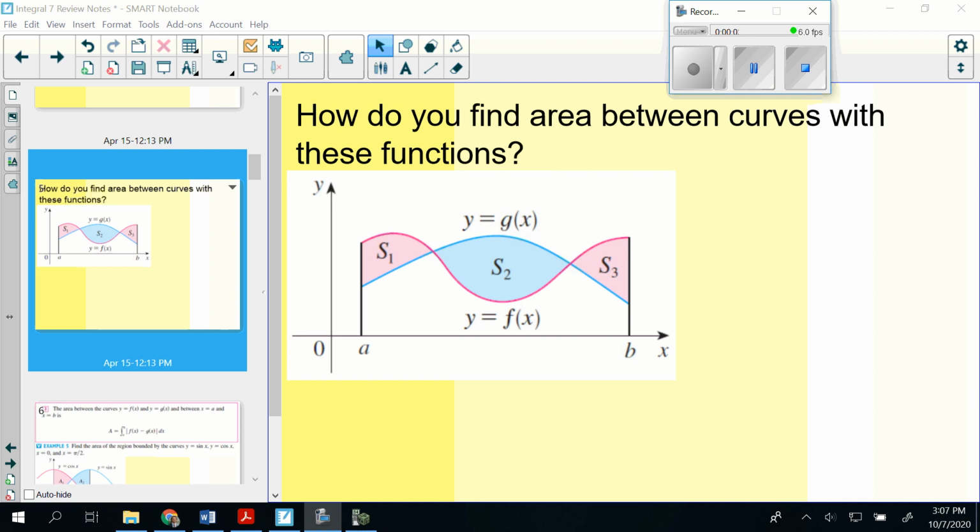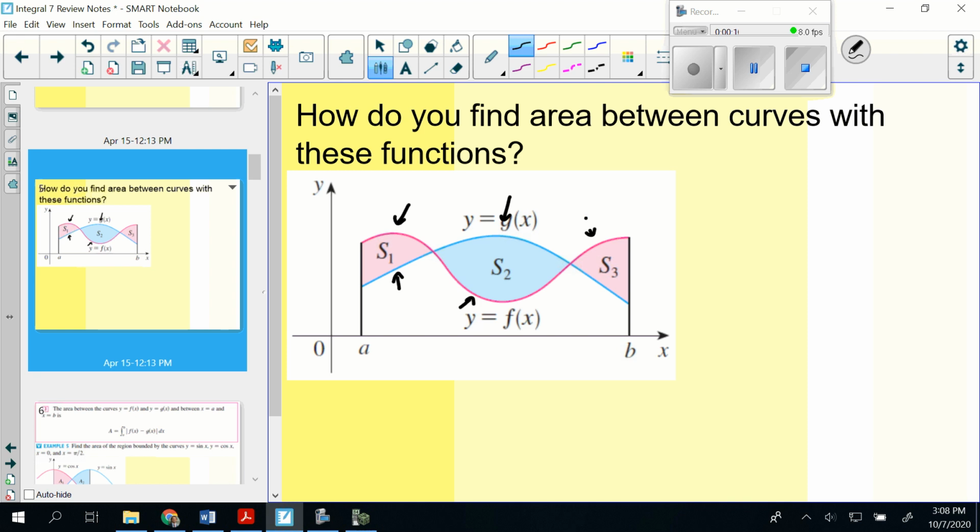All right, how do we find the area between curves when it looks like this? If you've got two graphs where one function starts on top and one on bottom, but then somewhere between there they switch, and maybe even switch back a third or fourth time, what do we do then to find the area? Well, there's kind of two ways to handle these types of problems.